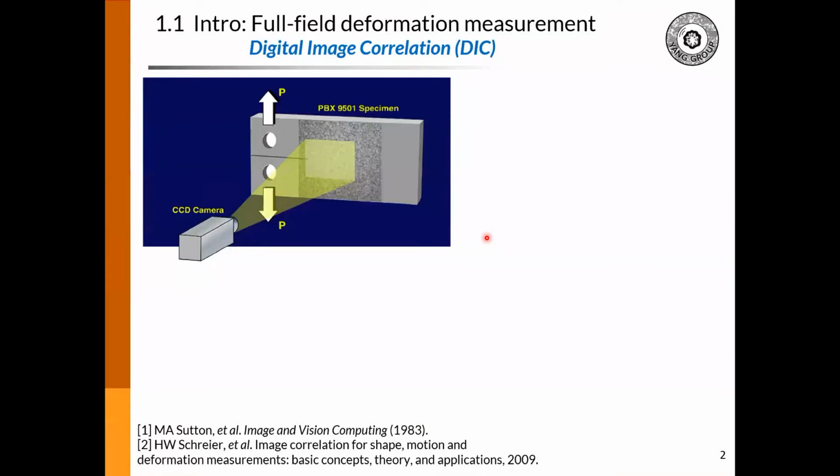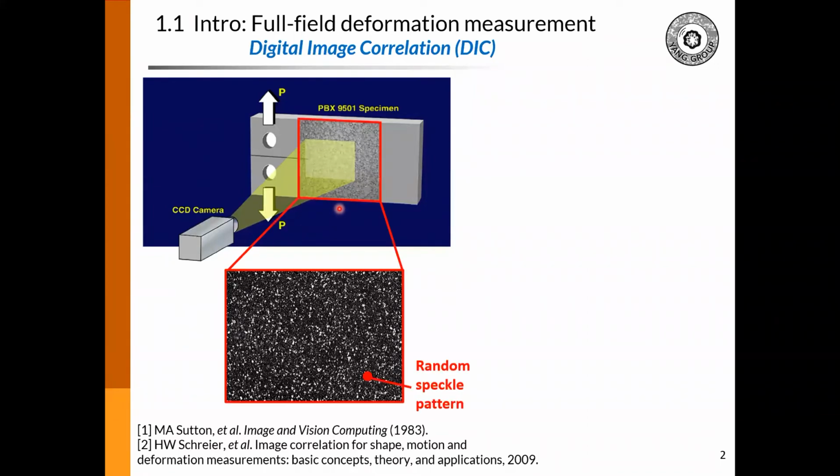For the audience who are not familiar with digital image correlation, it's also called DIC. It's a very popular experimental method nowadays to measure the deformation of solid materials. So in the experiments, we have some loading on the specimen, and at the side we have the high-speed camera. During the loading, we can use the camera to take images of the sample. And on the surface of the sample, we usually paint some random speckle patterns. So you can see there's some black background and some random white dots.